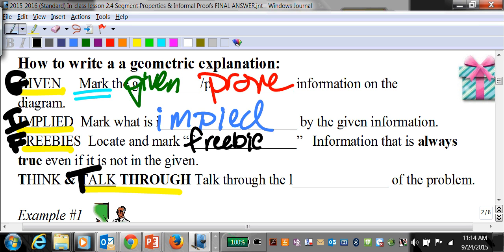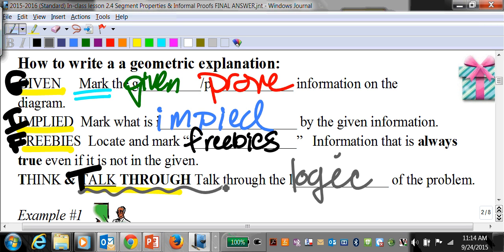You mark freebies. Notice that's in quotation marks. That's not a technical term. Last, you talk through the logic of the problem. Do not skip this stuff. Talk through the logic of the problem. Given, implied, freebies, talk through.